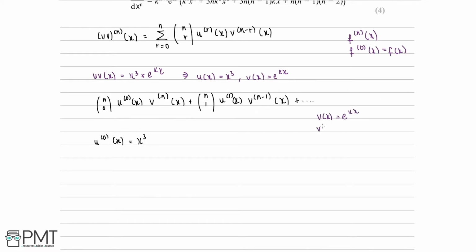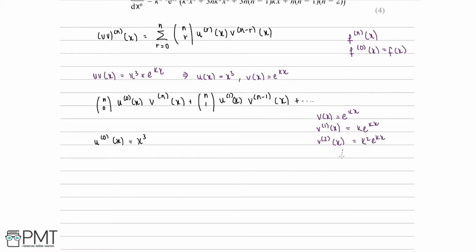So let's find the first derivative of v. And in order to do this, you're going to bring the k, or the constant, down to multiply with our original function v of x. So we have k e to the power of kx. Let's differentiate this again to form the second derivative of v, which will be k squared e to the kx, as once again you're bringing down the constant from our power, multiplying it by our original function.